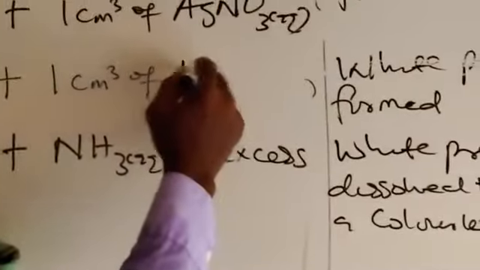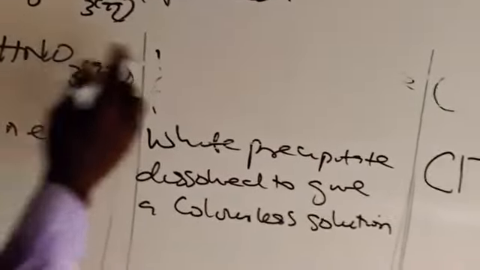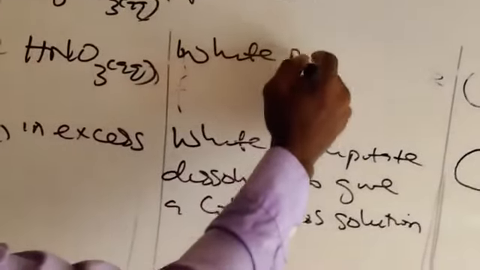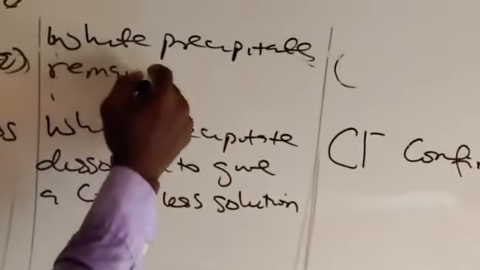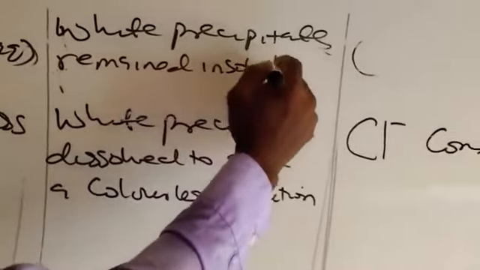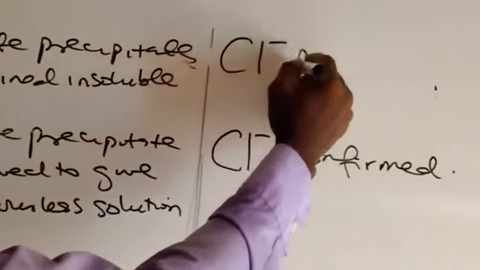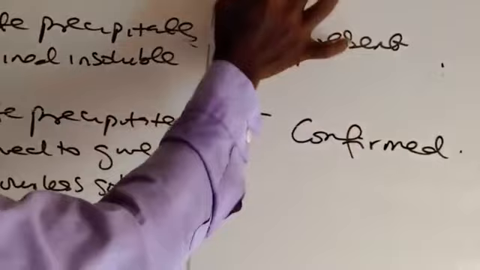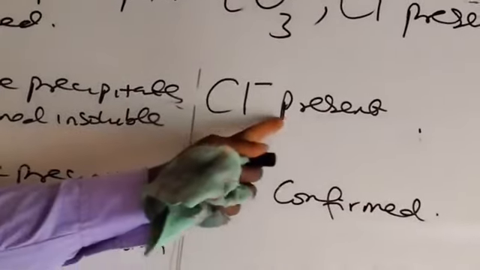Then, next, they will tell you to add HNO3 later. When you add HNO3, the white PPT formed above will remain insoluble. So now I write: white precipitate remains insoluble. So what you now write is Cl minus present. We eliminate carbonate because carbonate will dissolve in excess acid. Since it remains insoluble, we have chloride present.